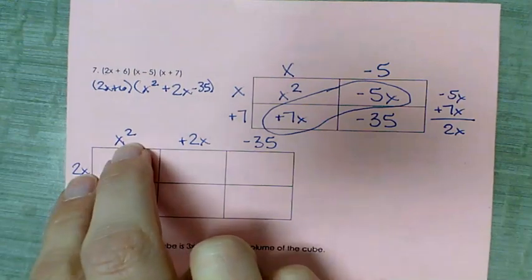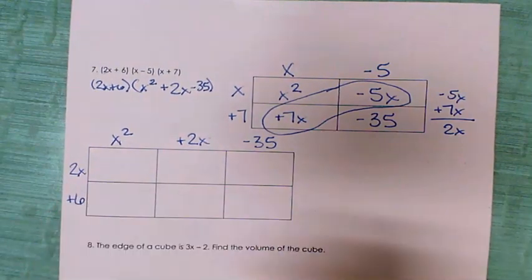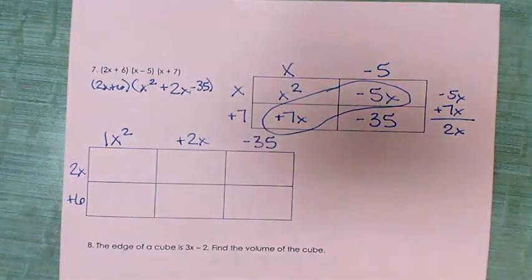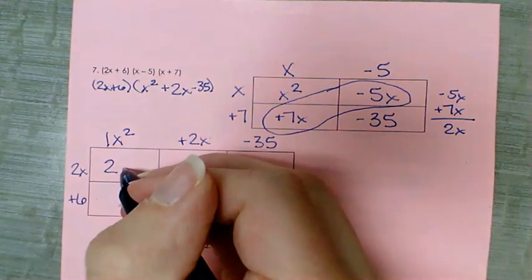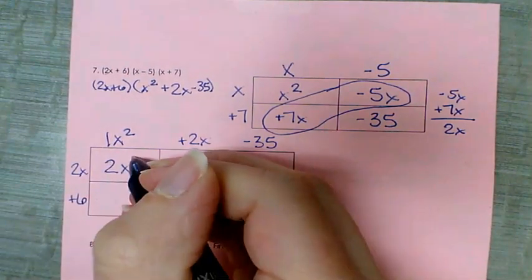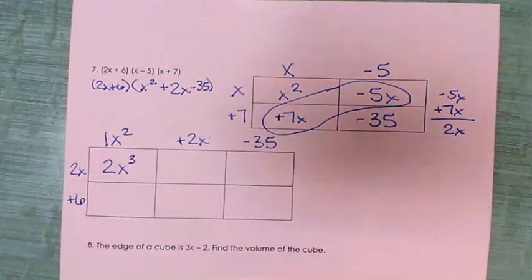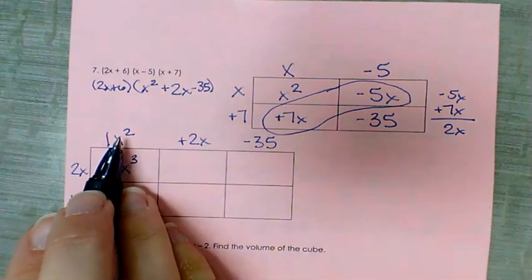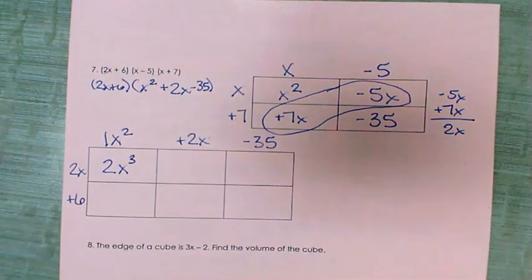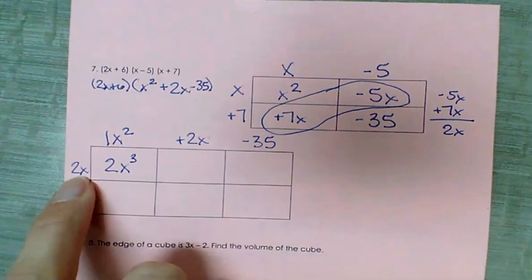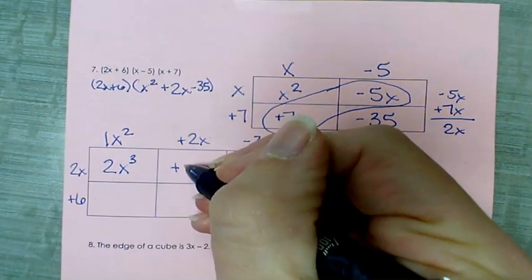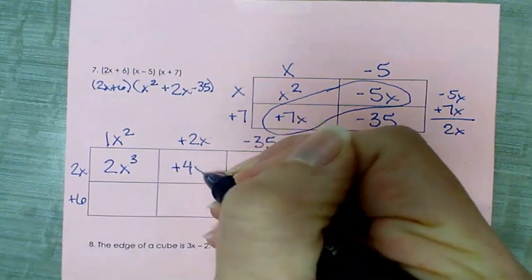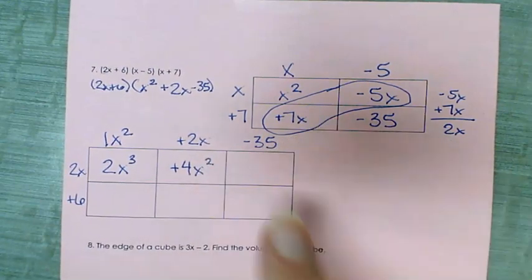So when I multiply these 2 to get this box, this is really a 1x squared. So 1 times 2 is 2, and x squared times x is x to the power of 3. So there's 3 total x's. 1, 2, 3. For the next term, 2x times 2x. Well, that's going to be a positive. 2 times 2 is 4. X times x is x squared.